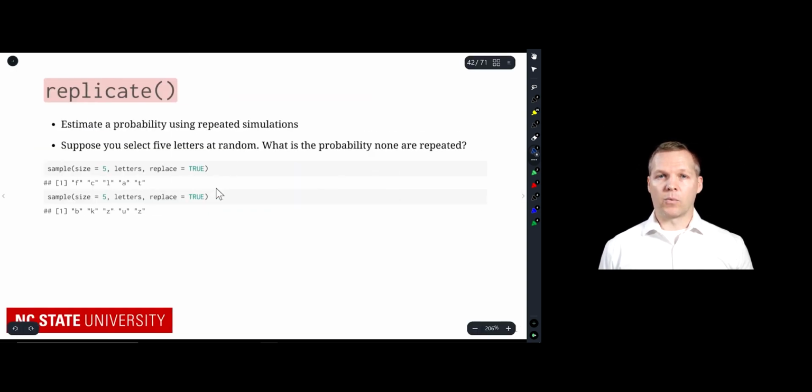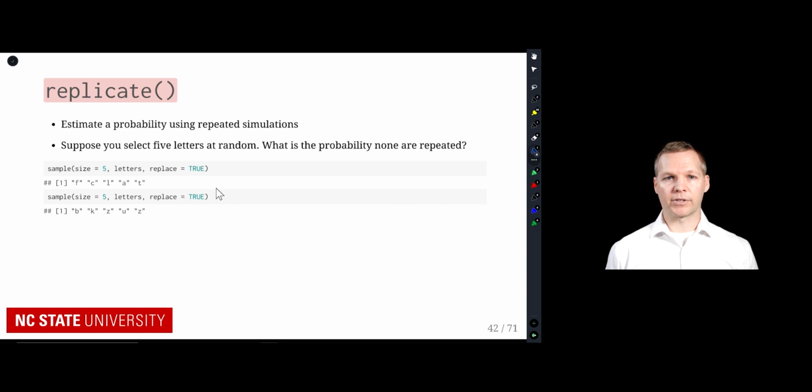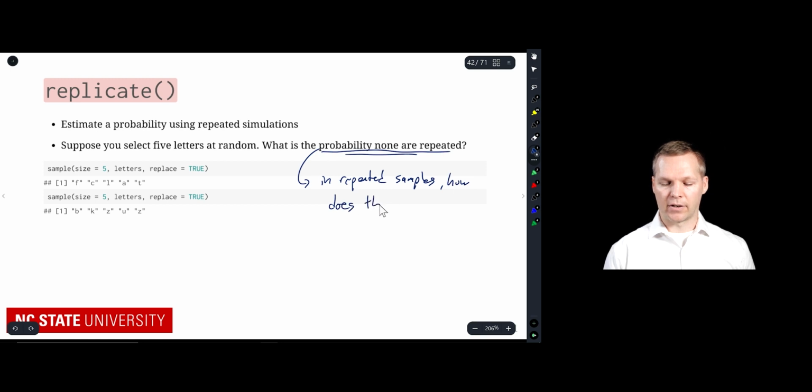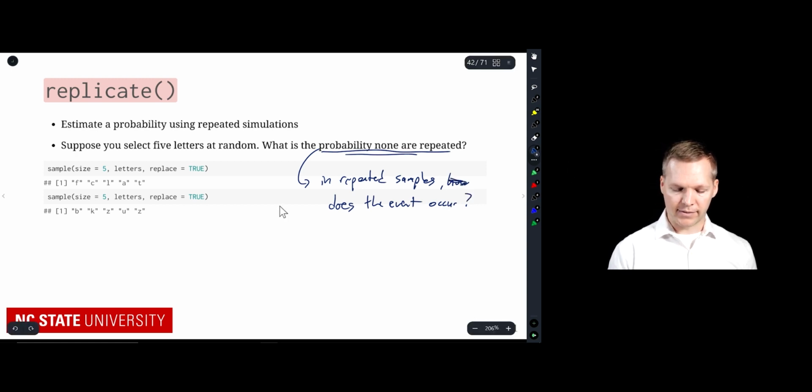This is really useful in what are called simulation studies in statistics, which we do quite a bit. So I'm just going to give you a very basic example of estimating a probability using this replicate function. Let's suppose that we're going to select 5 letters at random, and we want to know what is the probability that none are repeated. Well, one interpretation of probability is, in repeated samples, how often does this thing occur? So how often does the event of interest occur? And not just how often, but what frequency.